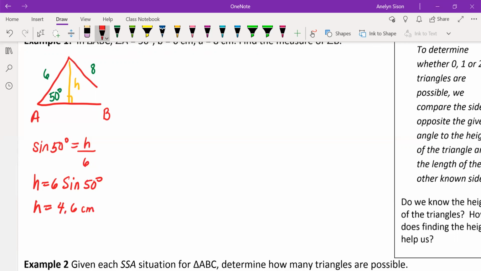How many triangles can we make? Only one, because 8 is too big, right? You can't position it to the left of the height anymore, only to the right side. So here, you only have one triangle. Do we know why there's only one triangle? Why?